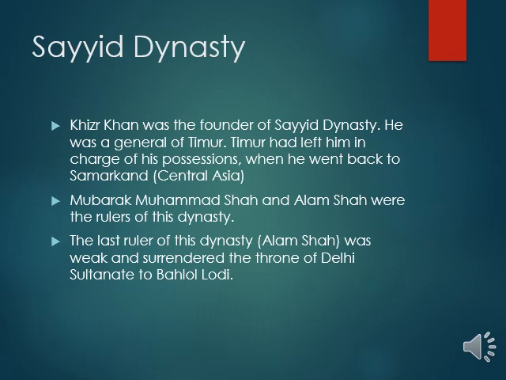Children, now we are going to discuss the Sayyid dynasty. Khijr Khan was the founder of the Sayyid dynasty. He was the general of Temur, who invaded India and was the ruler of Samarkand. Temur had left him in charge of his position when he went back to Samarkand. Mubarak Shah, Muhammad Shah and Alam Shah were the weak rulers of this dynasty. The last ruler of this dynasty was weak and surrendered the throne of the Delhi Sultanate to Behlol Lodi.